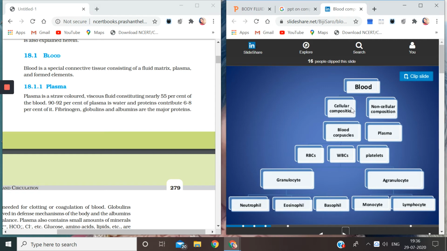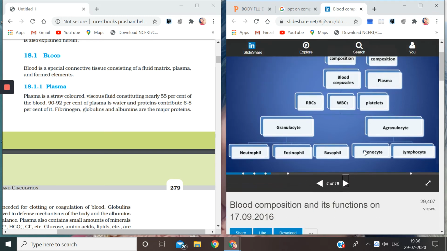Okay, and the cellular compositions contain the cells. So what are the blood corpuscles? Cellular composition are the blood corpuscles. So blood corpuscles are of three types: RBCs, WBCs and platelets. So RBCs, that is red blood cells, WBCs are white blood cells, and platelets.